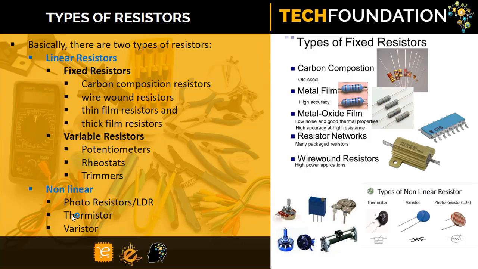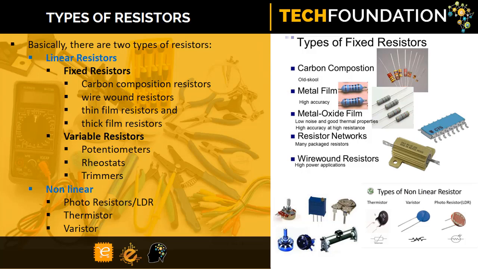And sometimes these changes could be affected by change in temperature, a change in light intensity, or even an applied voltage. Now examples of these non-linear resistors include what we call the photoresistor or light dependent resistor, LDR for short. For a photoresistor, its resistance varies with light intensity. For a thermistor, its resistance varies with temperature.